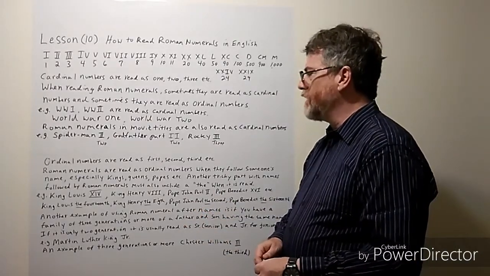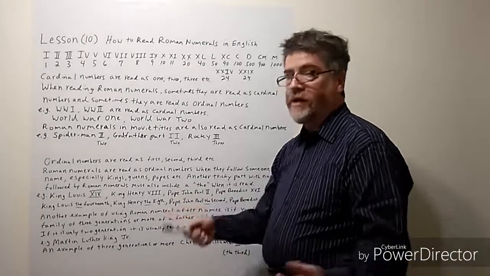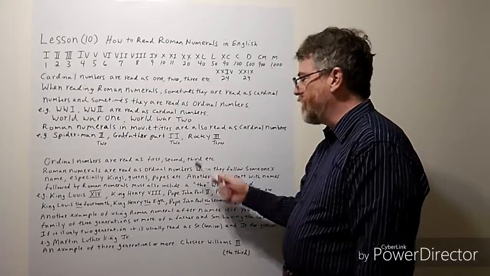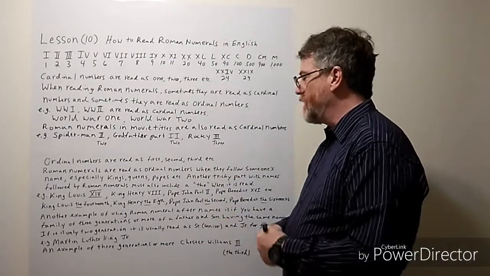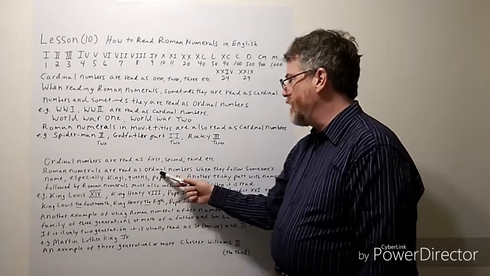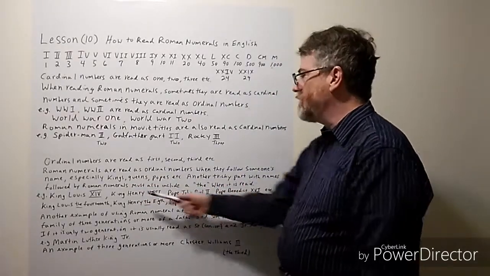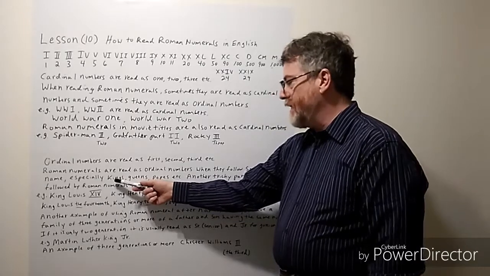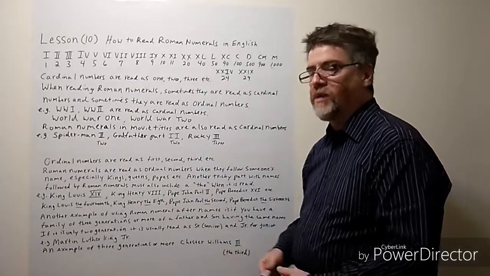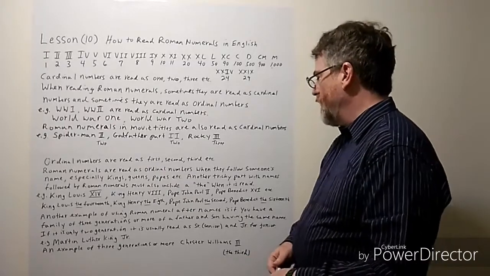Okay, let's go down to ordinal numbers. And I'm going to repeat this point again. Ordinal numbers are read as first, second, third, fourth, fifth, sixth, and so on. That's how we read them. So Roman numerals are read as ordinal numbers when they follow somebody's name, especially kings, queens, popes, etc. They're probably the most common ones that you will come across.